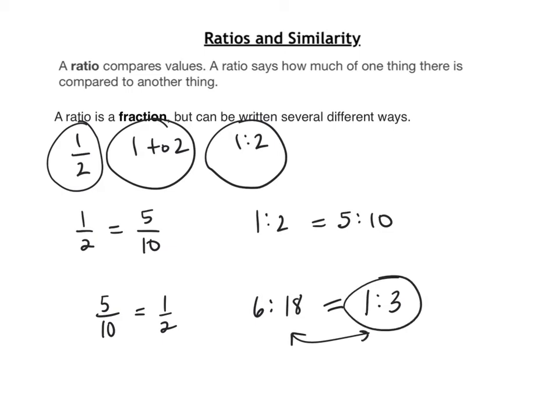Everything you know about fractions applies to ratios. The difference is, just keep in mind, we can write 1/2, think of it as a ratio. We can say that that's 1 to 2, that's exactly the same thing. We can use a colon and say 1:2, and that it means 1 to 2. It's the same thing as 1/2.